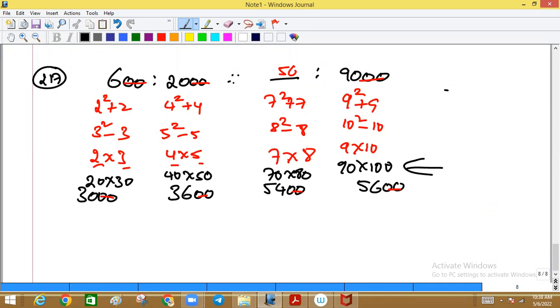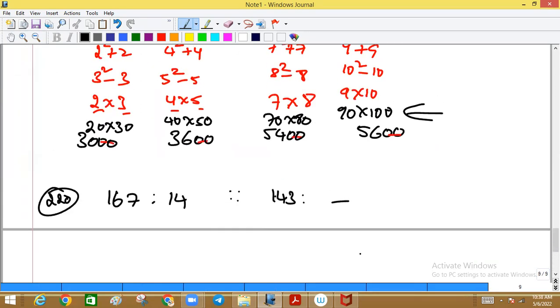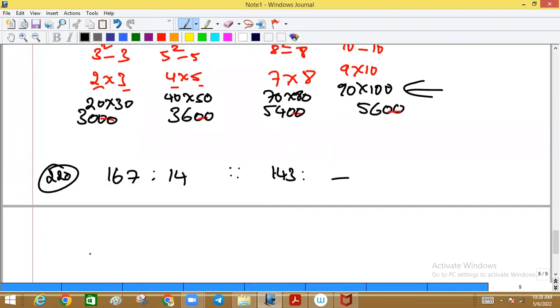And the remaining questions are easy, so I'm not doing them. So question number 220 from the material. 167, 14, tell 143, how much? Your options are very simple: 7, 8, 6, 5. No need to do. You can answer it. It's not that difficult. It's not a big deal.